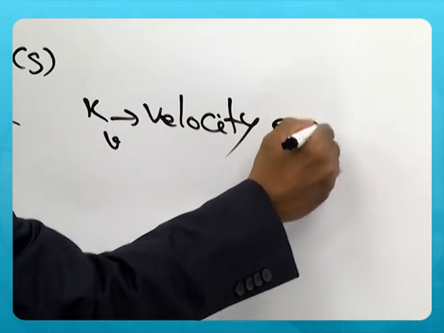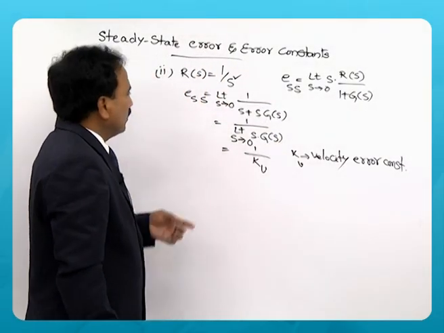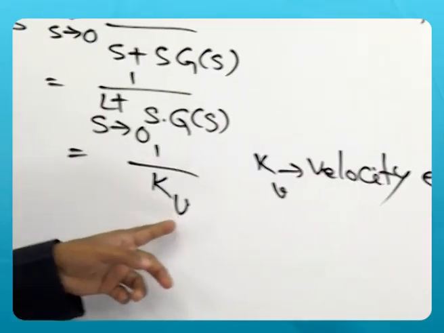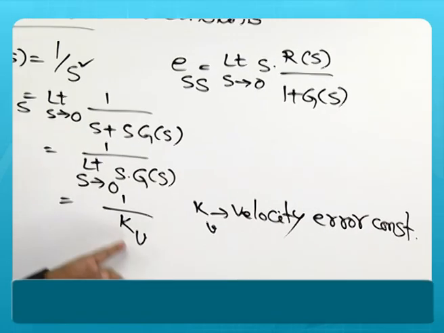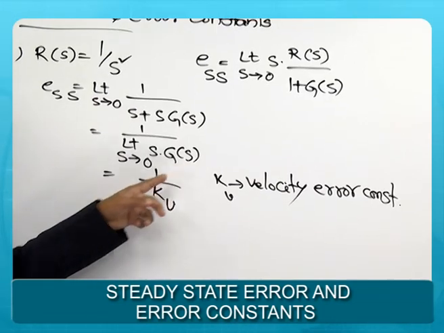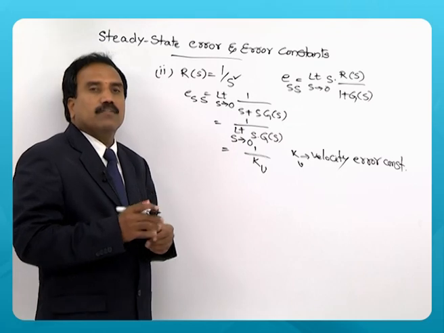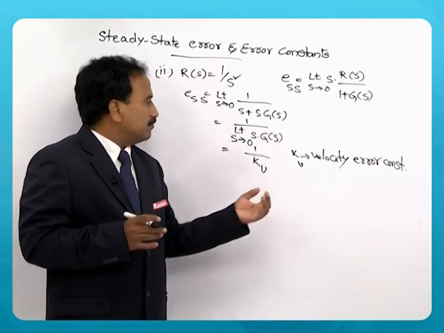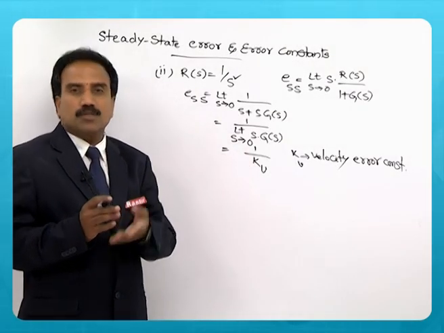Kv is known as the velocity error constant, and the steady state error for a ramp input is given by 1 by Kv, where Kv is the velocity error constant. How to get this? By substituting s equal to 0 in s times G of s. So, limit s tends to 0, s times G of s is Kv, the velocity error constant. People will misunderstand that velocity error means error in velocity, but it is not so.